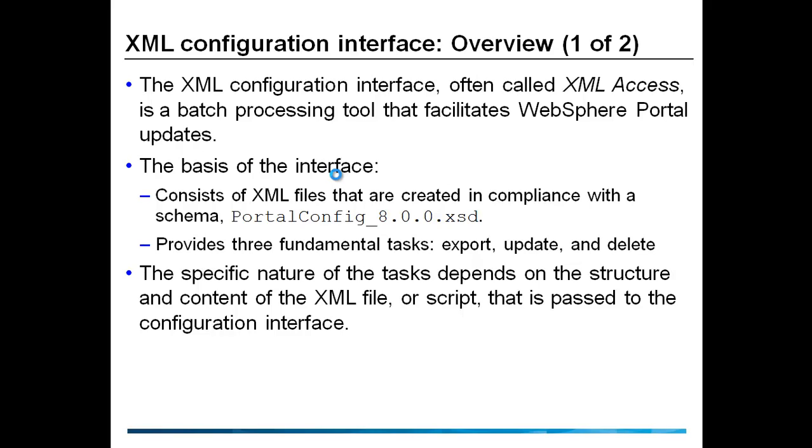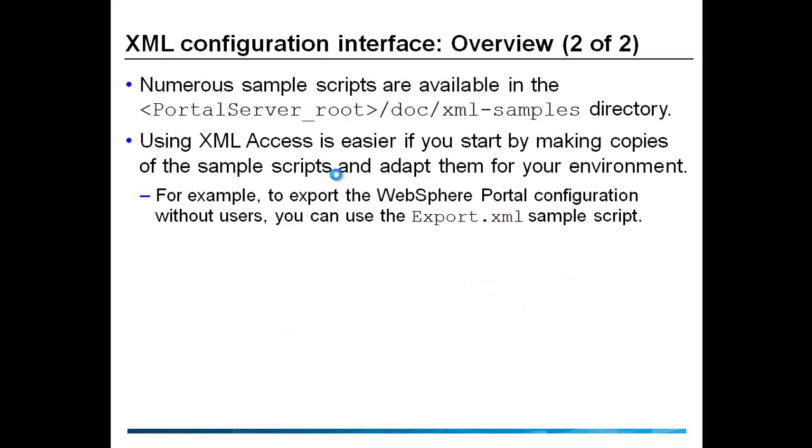The basis of the interface consists of XML files that are created in compliance with the schema PortalConfig_8.0.0.xsd. It provides three fundamental tasks: export, update and delete. The specific nature of the task depends on the structure and content of the XML file or script that is passed to the configuration interface. There are sample scripts available in the portal server folder, doc/xml-samples directory.